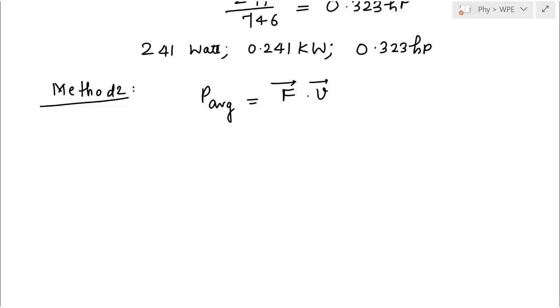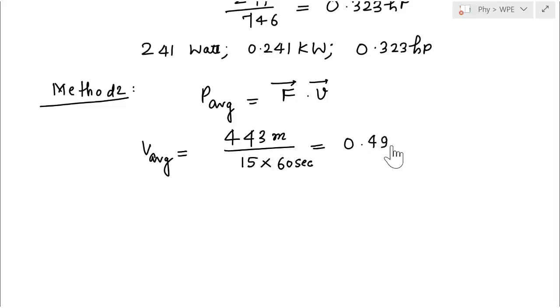So let us first find the average velocity. The average velocity will be the total height, that is 443 meter, divided by time, that is 15 into 60, because I have to convert to seconds. So this will be 0.492 meter per second. So this is the average velocity. Then I can calculate the average power, and how much force she has to apply.